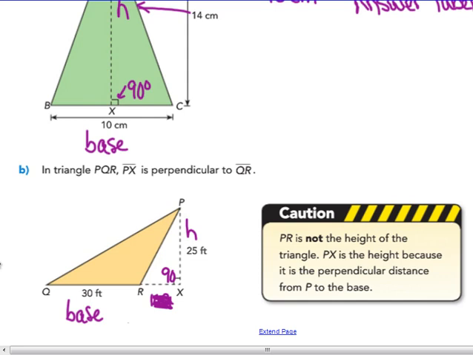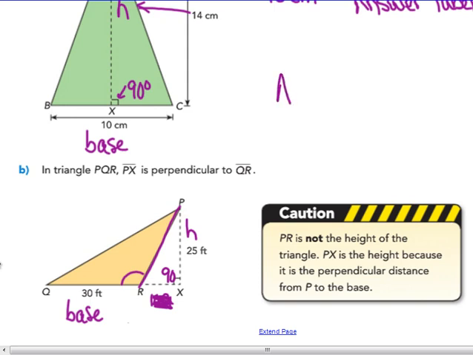So finding the area of this triangle, and yes, PR is not the height. That slanted side is not the height because that's not 90 degrees down here. That's a big obtuse angle. We have an obtuse scalene triangle here. PX is the height. As you can see, that's what I labeled it because that's the perpendicular, the 90 degrees, that box. So I'm going to use 25 and 30 in my formula.